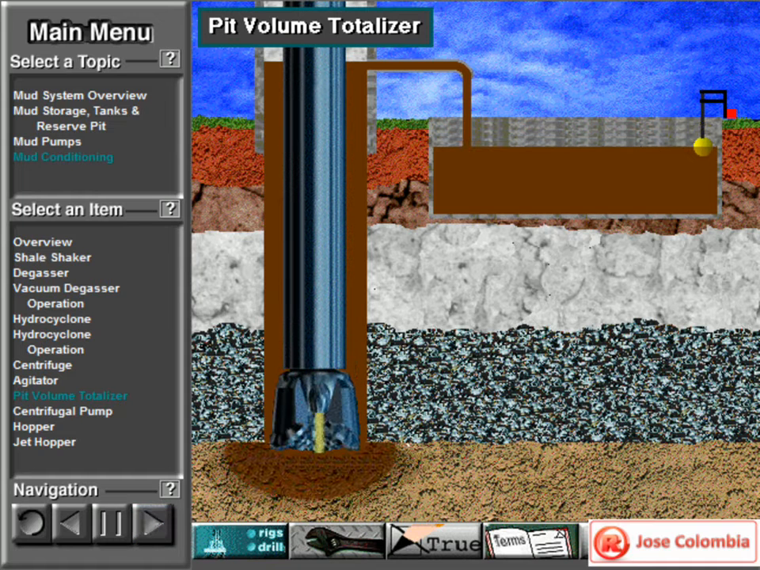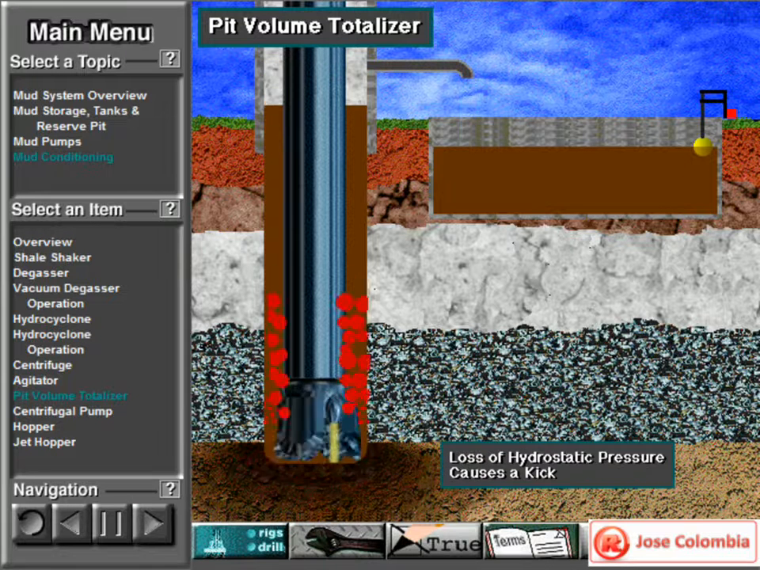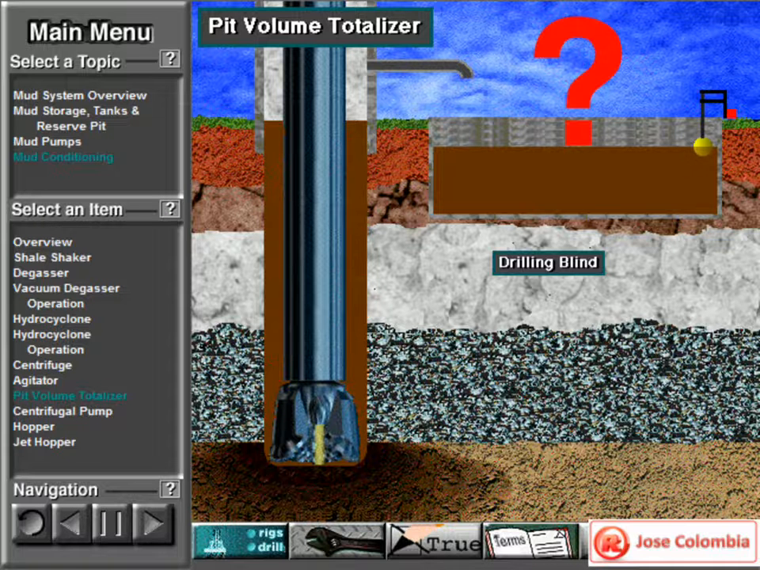On the other hand, if mud begins going into a formation, if mud is lost to the formation, the mud tank level drops. Lost circulation can also be a serious problem. The decrease in height of mud in the hole could lead to a kick because hydrostatic pressure is reduced. Also, drilling without mud returning to the surface is like drilling blind. No communication between the bottom of the hole and the surface exists.